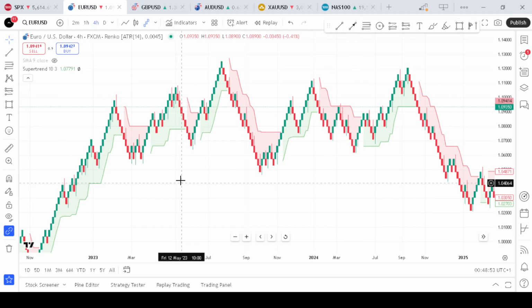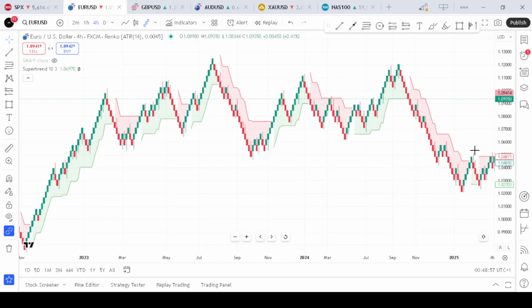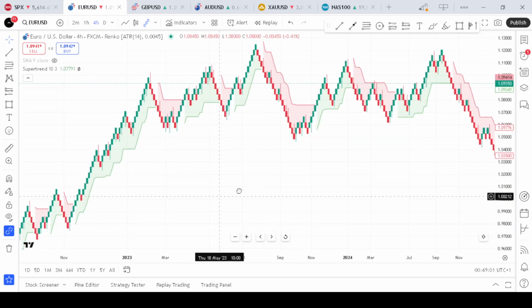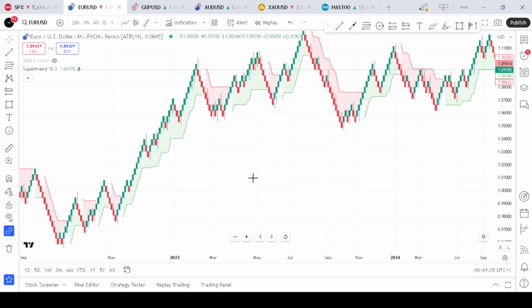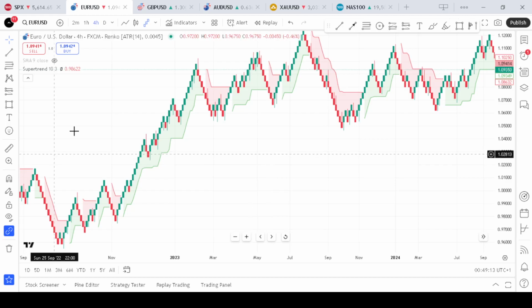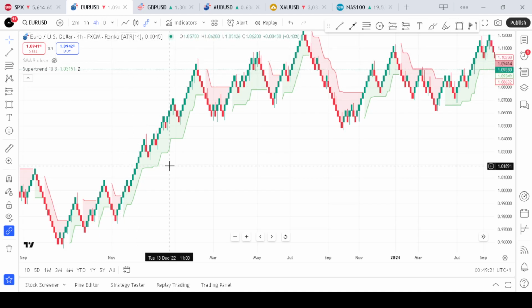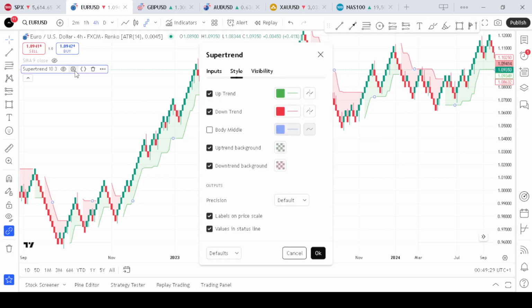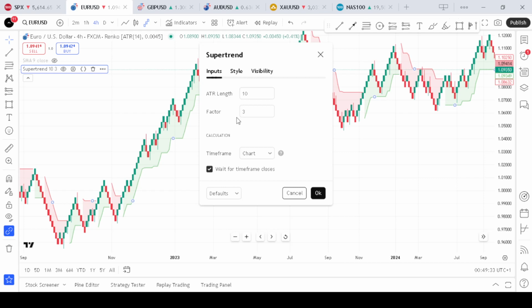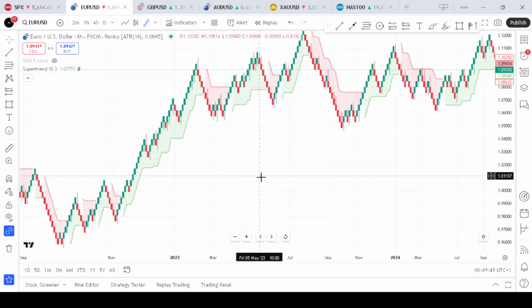Let's see how we can implement this in our Renko SuperTrend strategy. We start by setting up our chart, which we have already done. We set up our Renko chart and our SuperTrend indicator. We start by using a brick size of 10 for our Renko chart, and the parameters for the SuperTrend should be a period of 10 and a multiplier or factor of 3. These are the settings for your SuperTrend indicator: an ATR length of 10 and a factor of 3. This is the standard setting for your SuperTrend indicator.